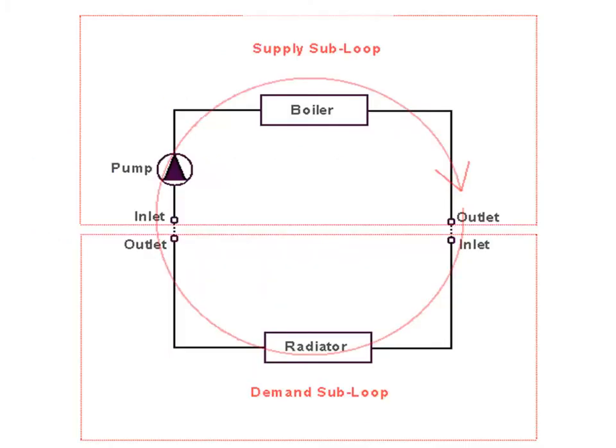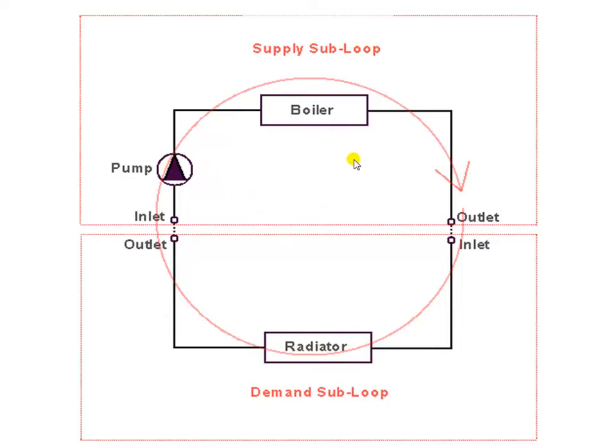HVAC loops are used to model energy flows in a HVAC system, supplying air and hot and chilled water where relevant to provide heating, ventilation, air conditioning and domestic hot water. Here is a schematic representation of a simple hot water loop, which contains a demand subloop here at the bottom and a supply subloop here at the top.